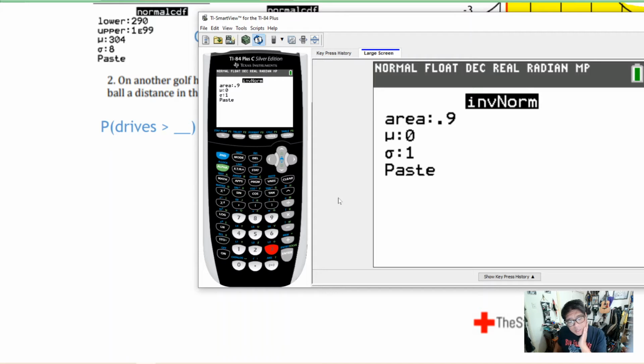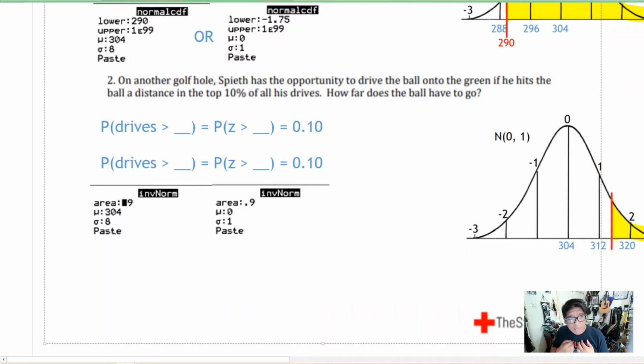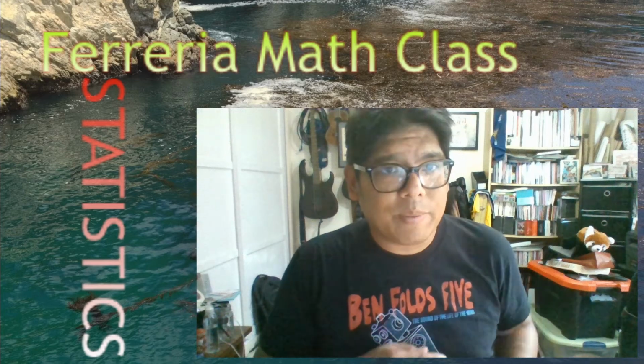To find the drive length, we're going to put in our contextual mean, which was 304, and our contextual standard deviation, which was 8. And we'll hit that again, and that gives us 314.3. Now we'll go to our paper and we'll backfill the things that we didn't know. We now know that the drive length is 314.3, and we know that the z-score is 1.282. And a ball must be driven at least 314.3 yards to be in the top 10% of Spieth's drives.